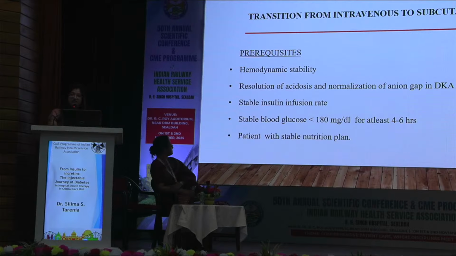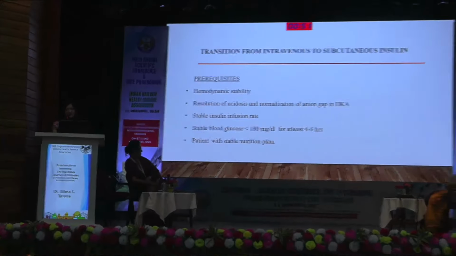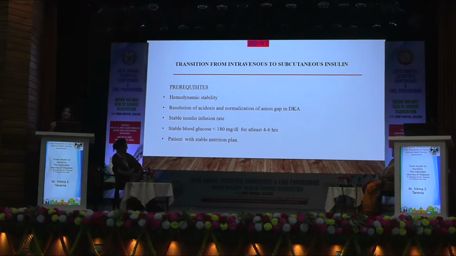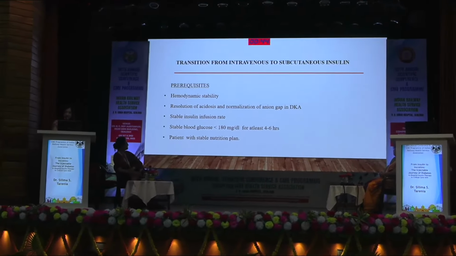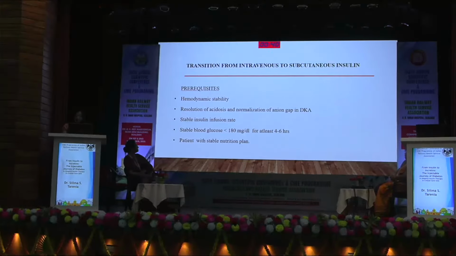Now, say for instance, the patient who started with a CBG of 500 is now almost stable. When do we think of switching from the intravenous to the subcutaneous insulin? What are the prerequisites? The patient is hemodynamically stable, the patient has had a stable infusion rate in the last 6 to 8 hours, the patient's blood glucose level is also stable, say less than 180 to 200 for at least the last 4 to 6 hours, and there is a stable nutritional plan. In this scenario, we can plan to switch the patient from intravenous to subcutaneous insulin.